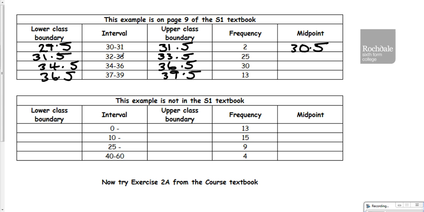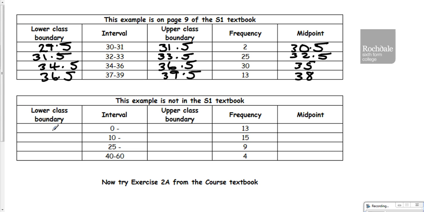I tend to use this because it's a little bit easier to work them out. So halfway between 32 and 33 is 32.5. Halfway between 34 and 36 is obviously 35, and halfway between 37 and 39 is 38. But like I say, you can use this value and this value, and you'll get the same answer. So that's when you've got gaps in between them.